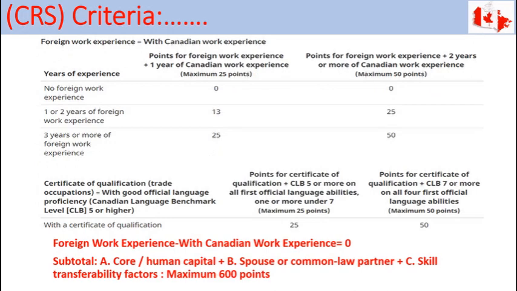So foreign work experience with Canadian work experience. In this case, we are not adding Canadian work experience, so we are taking 0 points here. So now the total is 600 points because of A plus B plus C, that is human capital, spouse, and skill transferability factors. Maximum 600 points we can get here.